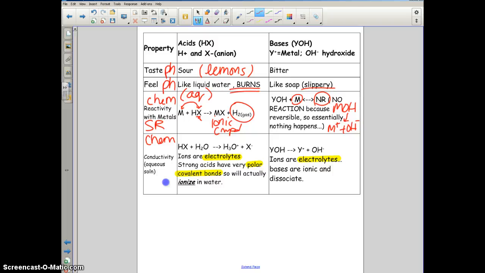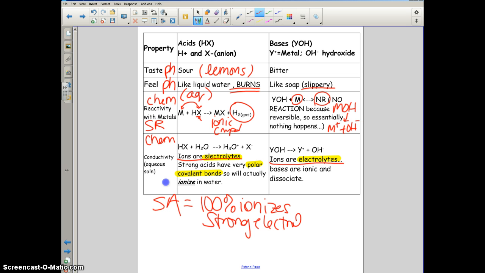Two common characteristics about acids and bases for their conductivity is that they are both very conductive because they form ions in solution. Those ions we call electrolytes. That is a word you are very familiar with as well. If something is going to be a strong acid, it's going to 100% make ions in solution. So that's going to be a strong electrolyte.